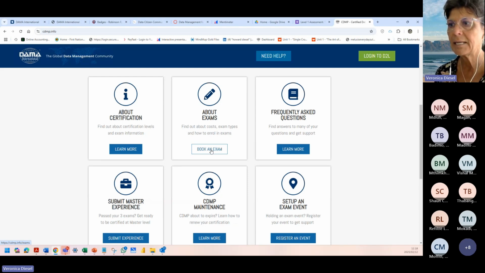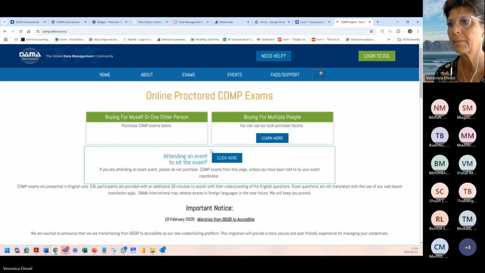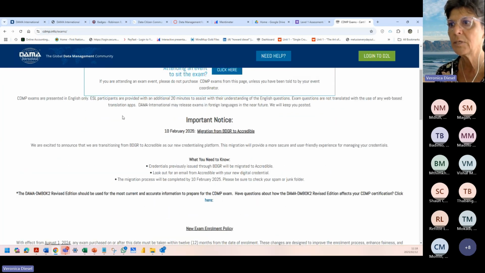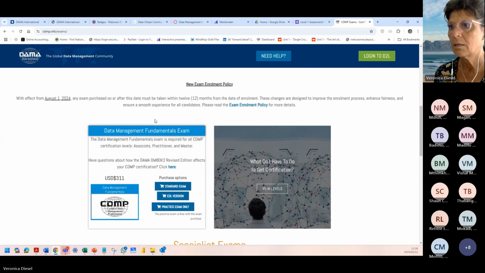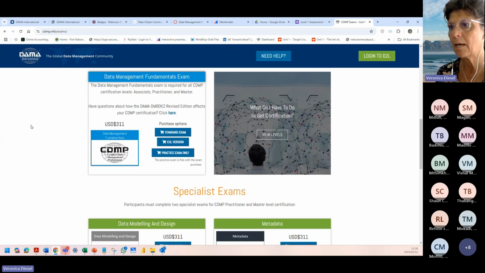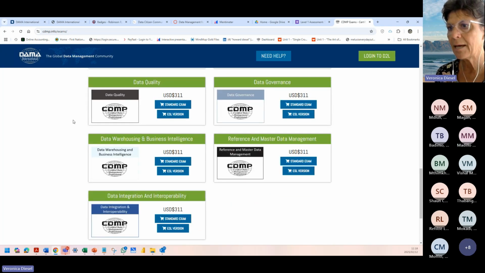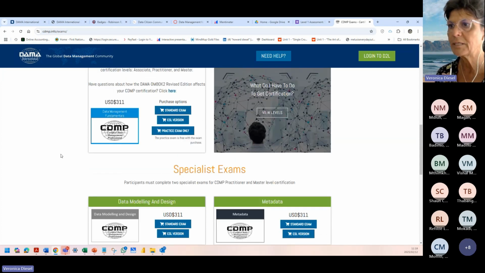Go to About Exams and click on Book an Exam. There's a whole lot of stuff about booking for another person and in-person exams, which we are not attending. We're doing online. The exams are in English only, and ESL have an extra 20 minutes. So you go to Data Management Fundamentals exam. When you are ready to do specialists, this is where you buy them. And each specialist exam has a standard version, which is 90 minutes for 100 questions, and an ESL version for 110 minutes for 100 questions.